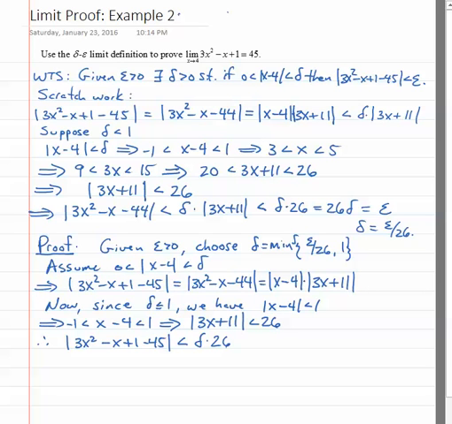But from the first line of our proof, we have also chosen delta to be at least as small as epsilon over 26. Therefore, we can say that delta times 26 is less than or equal to epsilon over 26 times 26, which is equal to epsilon. Therefore, by the delta-epsilon limit definition, the limit as x approaches 4 of 3x squared minus x plus 1 does equal 45.